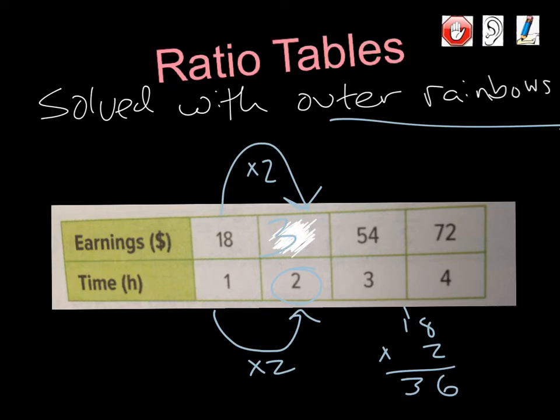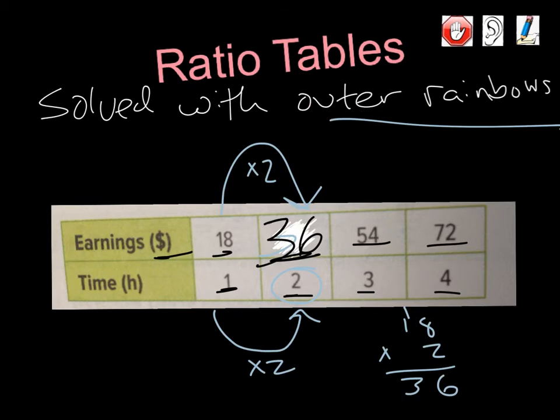Let's go black. 36 in that box. So that means if I earn $18 every 1 hour, I should earn $36 every 2 hours, $54 every 3, $72 every 4. We call this outer rainbows because we made a connection between 2 ratios outside of the ratio table, and they form a little rainbow shape. That's why we call them outer rainbows.